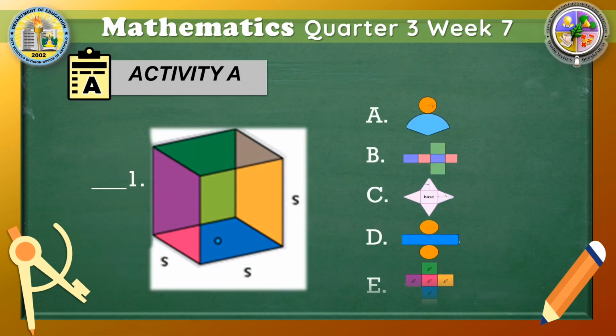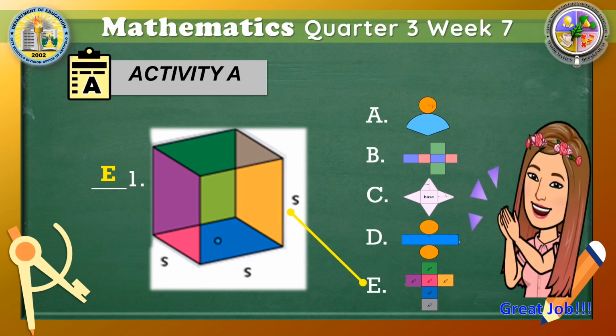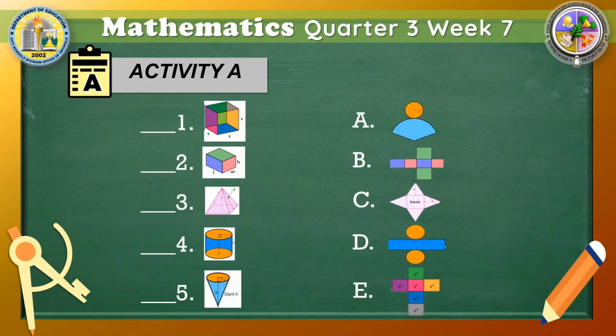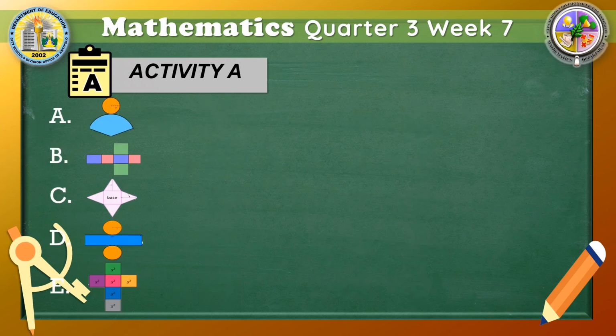In number 1, the figure is a cube. As discussed, a cube consists of 6 square faces as its net. Therefore, the correct answer is letter E. Did you get the correct answer? Great job, kids! You may continue answering the remaining 4 items. I will give you 20 seconds to answer this activity. Your timer starts now.